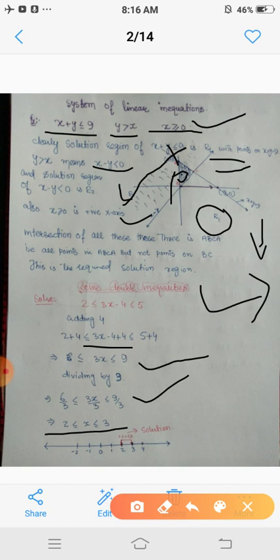But if x is an integer, then this solution set contains only 2 and 3, because 2 and 3 are the only natural numbers which belong to the closed interval [2, 3]. That is why if we consider x from R, then its solution region is this closed interval [2, 3].